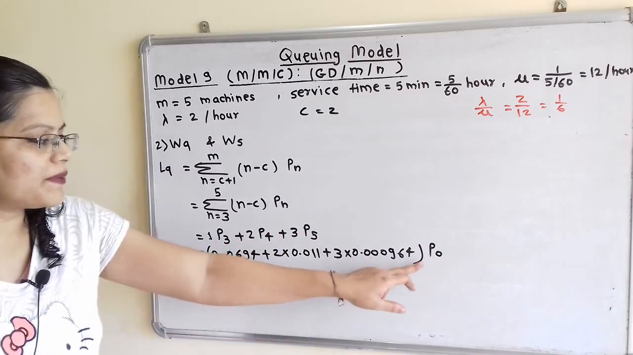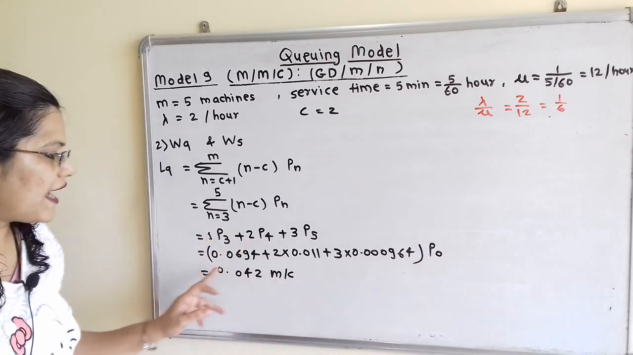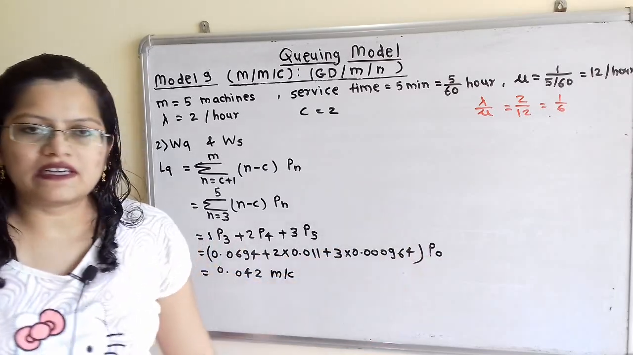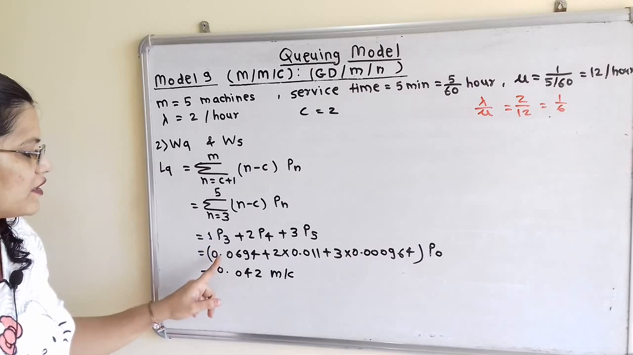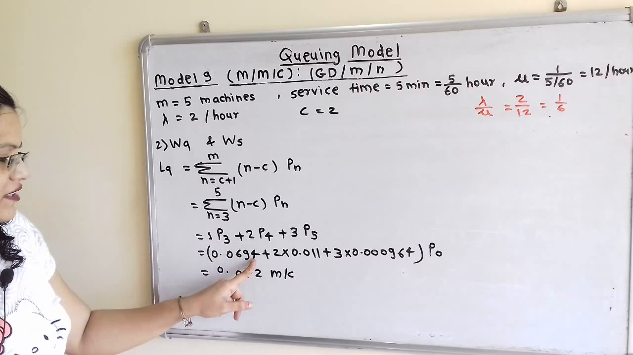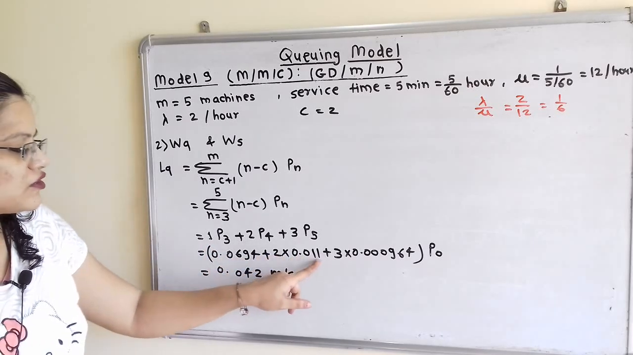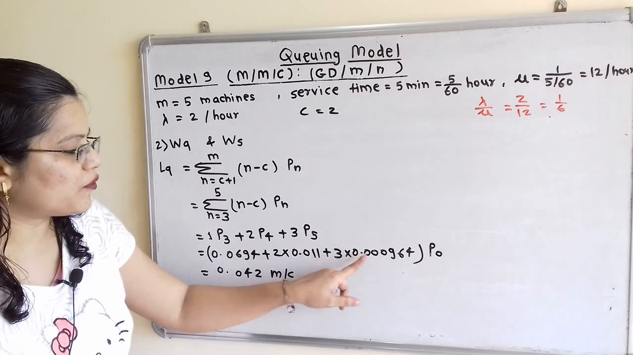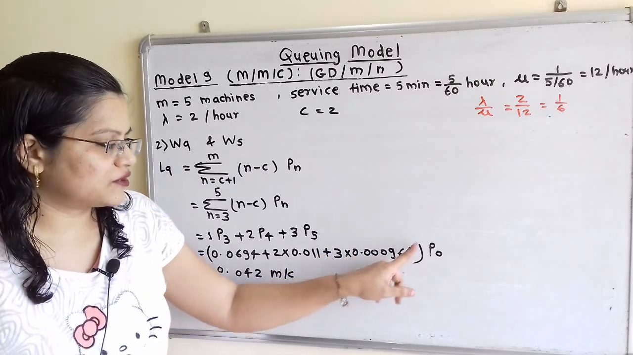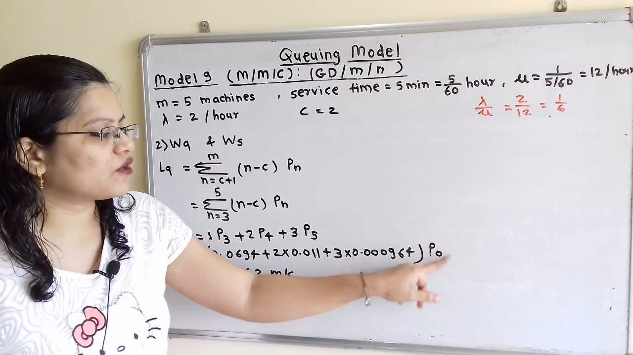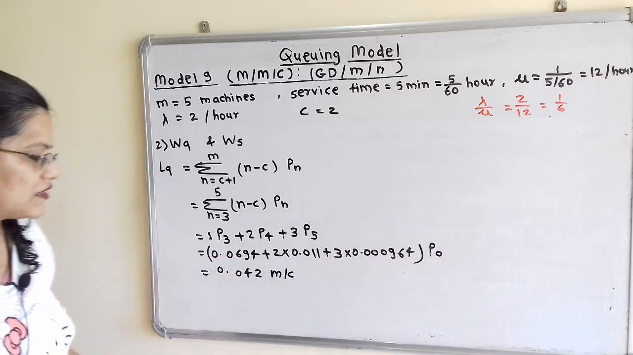Now P3, P4 and P5 we have calculated earlier. So in terms of P0 we will write the value, and outside the bracket we will take this P0. So 1 into 0.0694 plus 2 into 0.011 plus 3 into 0.000964, and P0 as a common term, so we will take it outside the bracket.